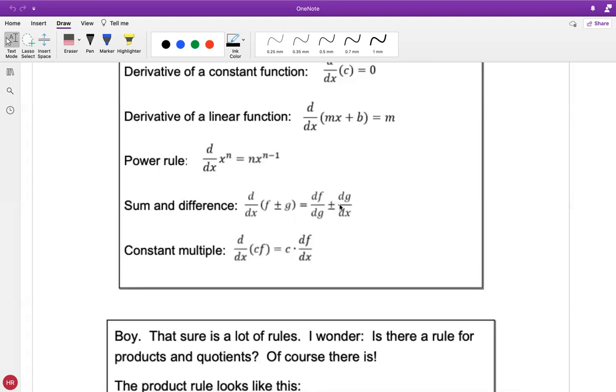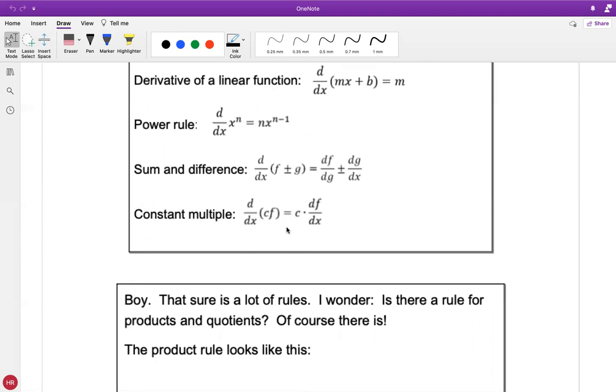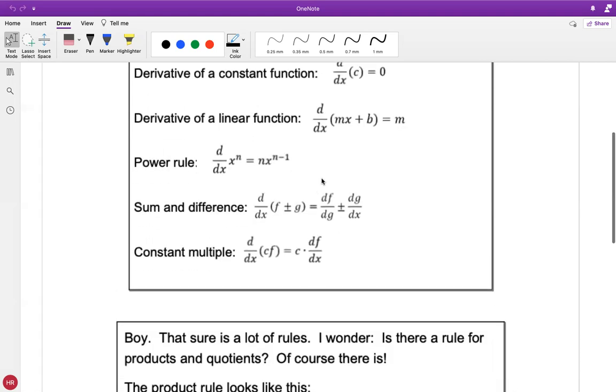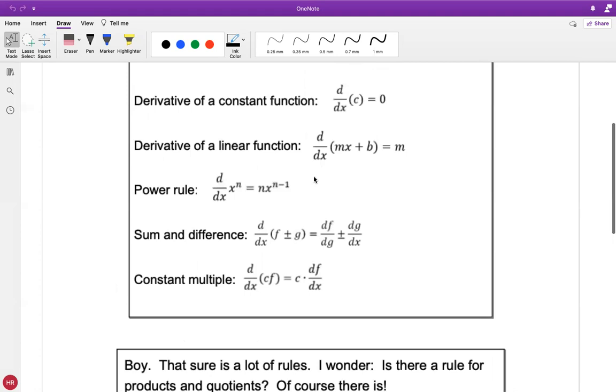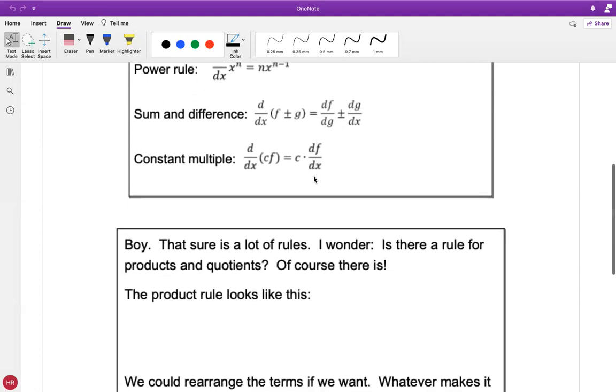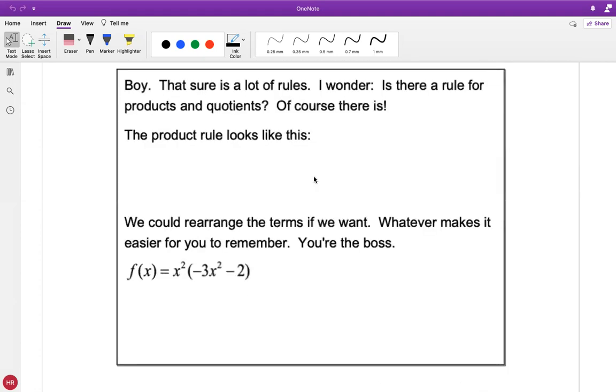You all did that a bunch of times on the notes we did in the last couple classes. And then the constant multiple rule says that the derivative of a constant times a function is the constant times the derivative of the function. Again, you did these a bunch of times without even thinking about doing them. So these are the very most basic derivative rules that there are. Sure, there's a lot of rules. So, rules for products and quotients.